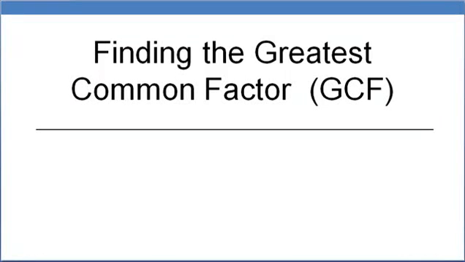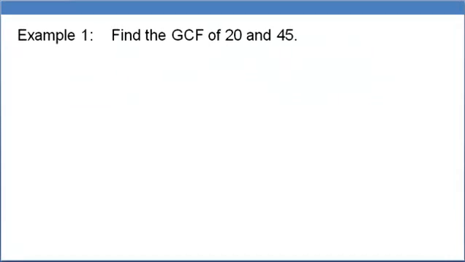Finding the greatest common factor, also known as the GCF. Example 1. Find the GCF of 20 and 45. What we want is the largest number which divides evenly into both numbers. You might be able to figure this out in your head.